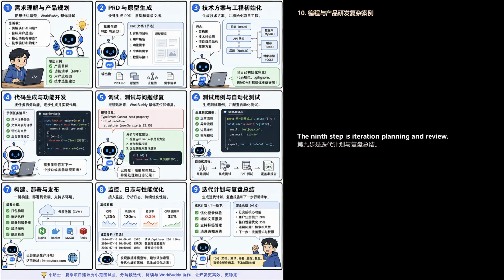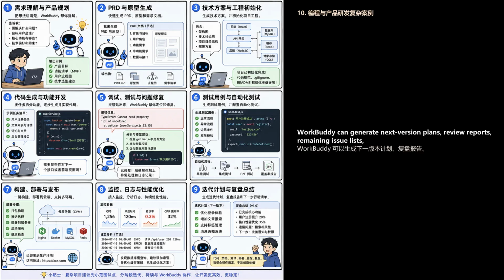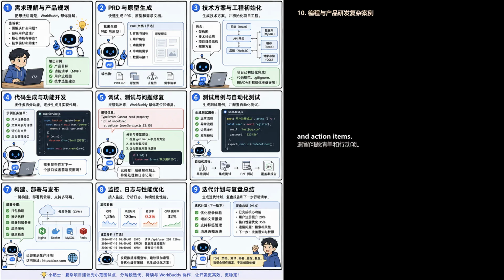The ninth step is iteration planning and review. Development does not end after one delivery. WorkBuddy can generate next version plans, review reports, remaining issue lists, and action items.